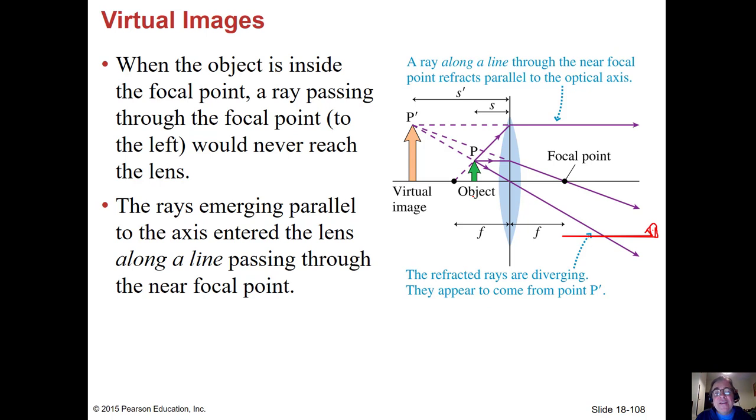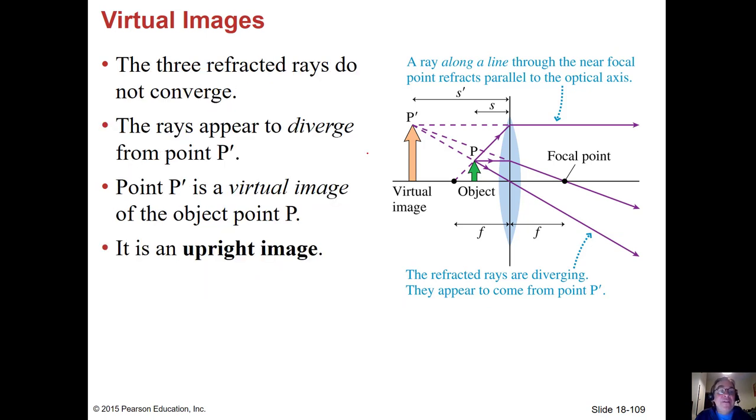This is the case, I think, that is harder to understand, because you have to not only draw the rays, but then trace them backwards. Whereas with the real inverted images, the rays just ended up there, and you already knew where the image was. Here you have to do a little bit of tracing things back. So this is a virtual image. Virtual images are always upright.